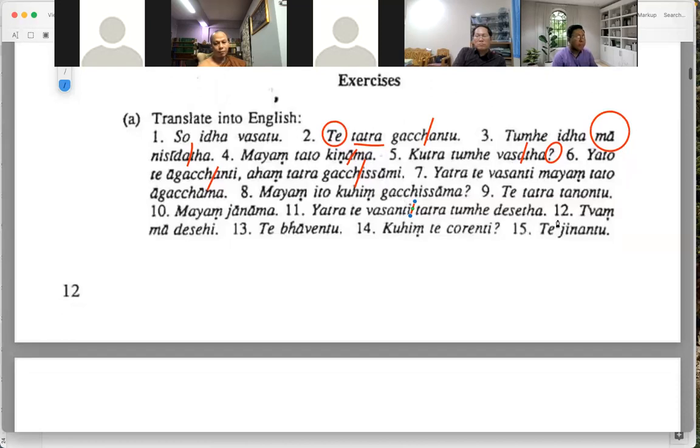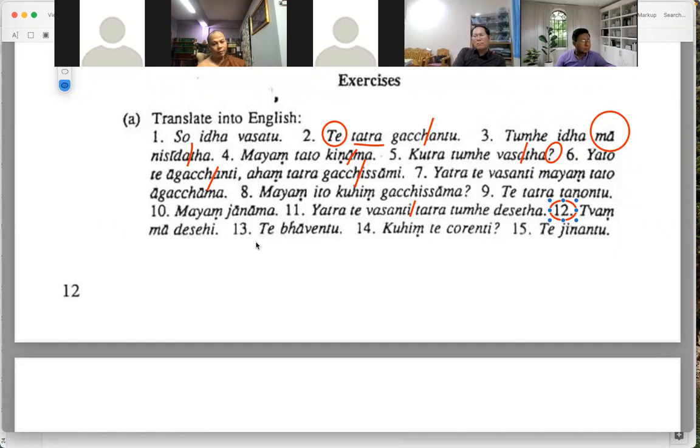And then 12. So tuan ma desi hi. Tuan ma desi hi. So desi is an imperative verb, second person singular. Desi. Expound. You expound. You may expound or may you expound. So ma is negation or prohibition. So you may not expound, or may you not expound, or don't expound. Don't expound.